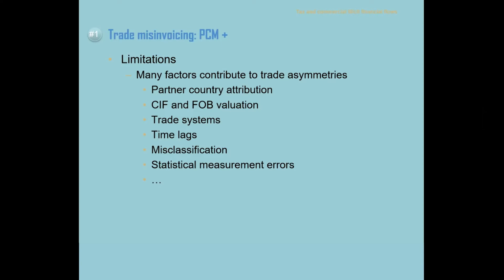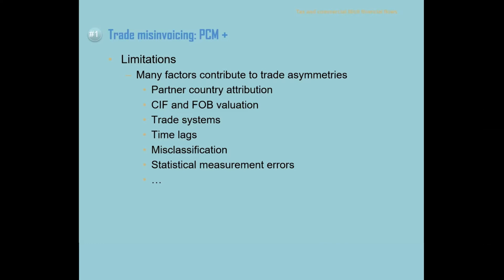And the third very important element, or major factor of trade asymmetries, is the application of different trade systems. So we have the general or the special trade system, and in the special trade systems, there are of course many options. So we need to observe which trade systems are being used in partner countries before we can make any moves ahead.